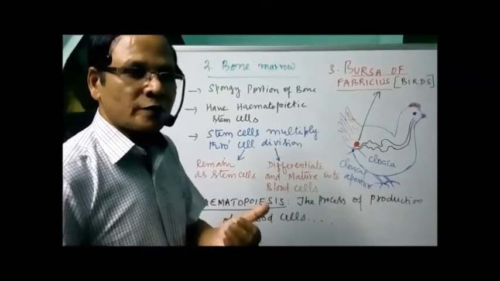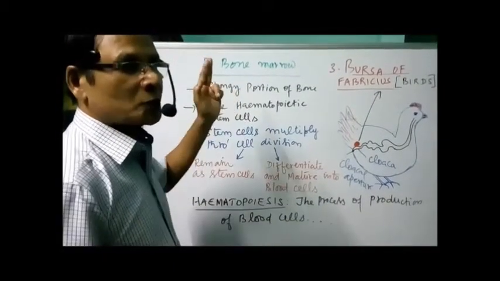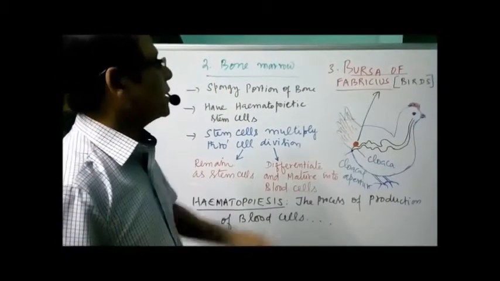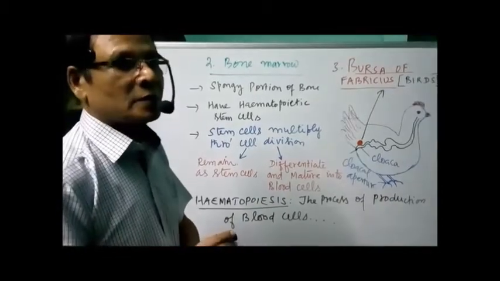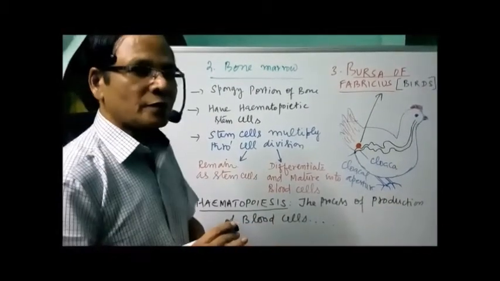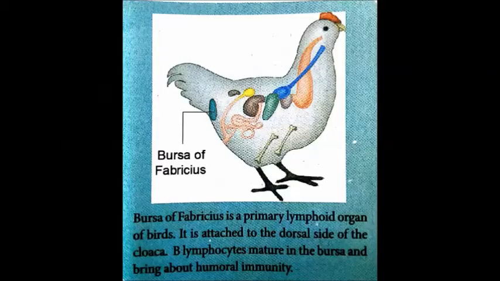So altogether we have three primary lymphoid organs, two in man. One is bone marrow, another one is thymus, and the third one, in the case of birds, is the bursa of Fabricius. Okay, that's about the primary lymphoid organs. We have to go for the secondary lymphoid organs.